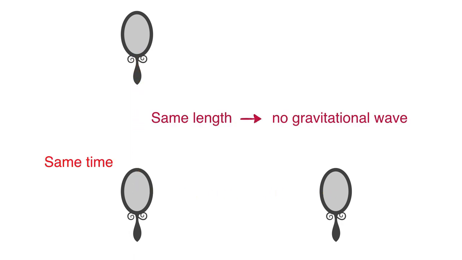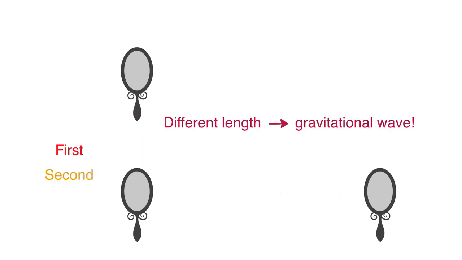If the two signals come back at exactly the same times, then it means that the length of the two arms is the same and there is no gravitational wave passing. On the other hand, if one signal arrives first, then it means that the two arms have a different length, and so we have detected a gravitational wave. And did we ever detect one of them?